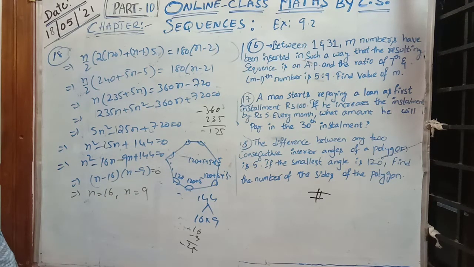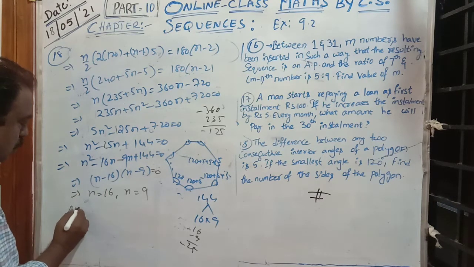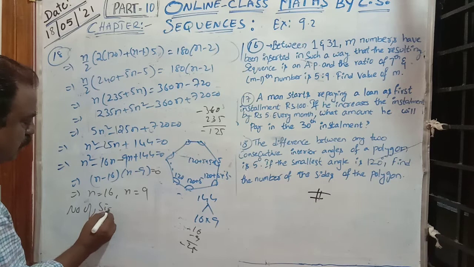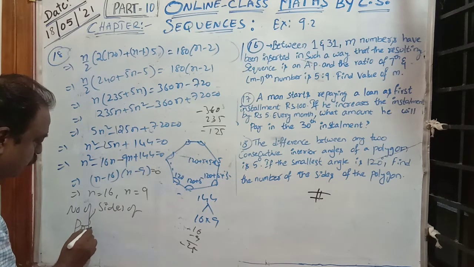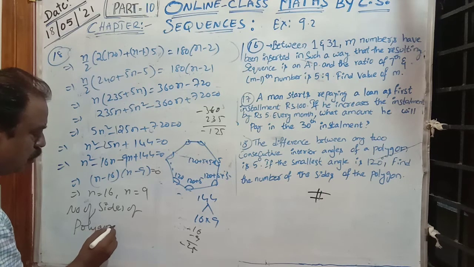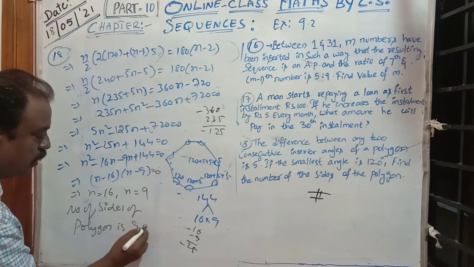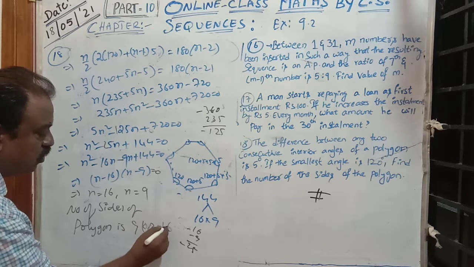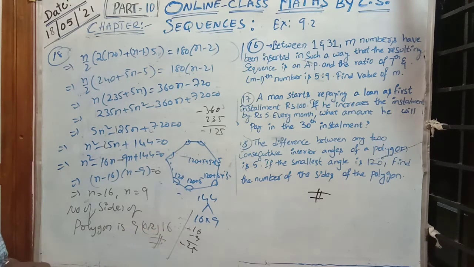So the number of sides of the polygon may be 9 or 16. Like that we can solve the problem.